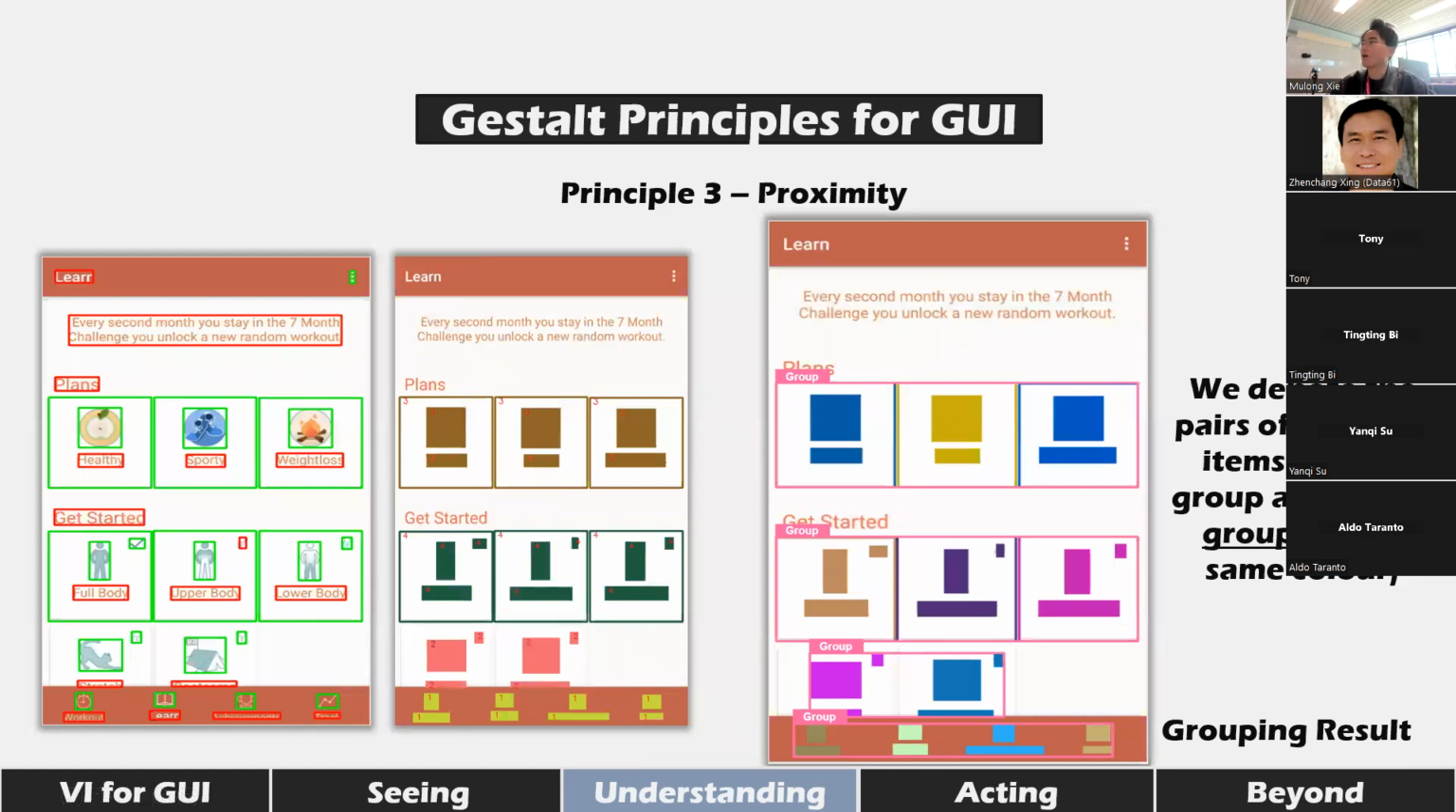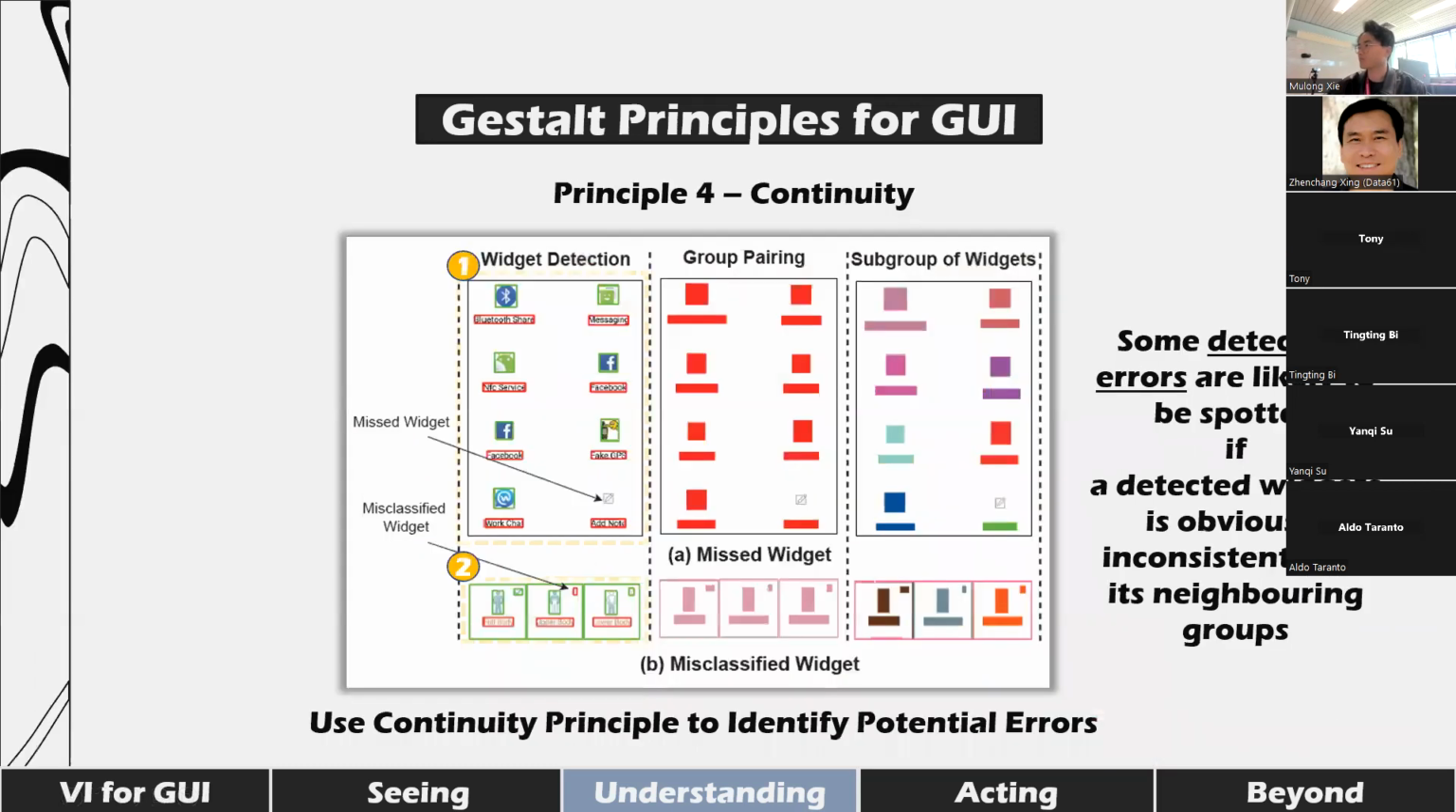And for the sake of presentation, we denote the pairs of matched elements in each group as a subgroup, as you can see. So those are the subgroups for the sake of presentation. We just paint those subgroups with the same color.